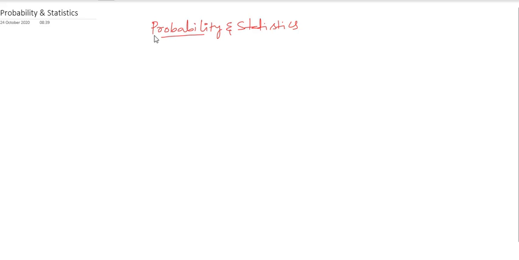Probability and statistics is also a branch of mathematics. Generally, we'll go with different analysis here. So actually, what does probability mean? Simply, you can call it the chances, occurrences. And statistics, you can take a simple example.